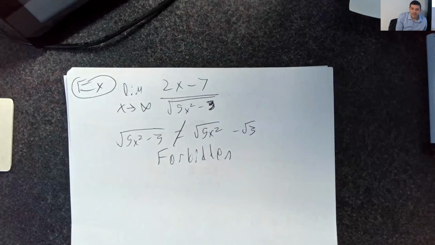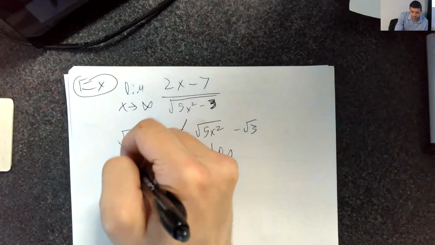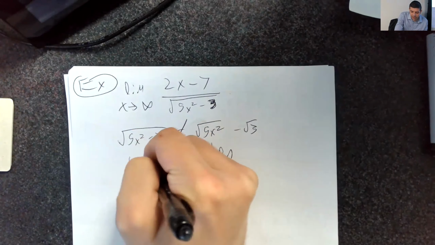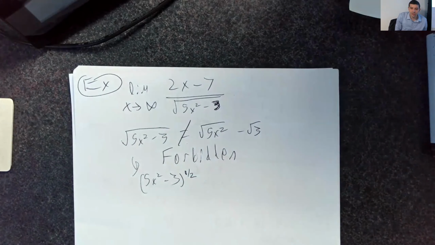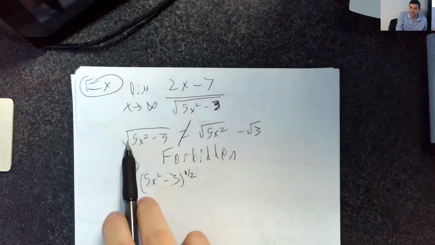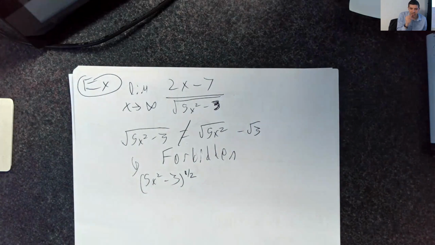So can this square root be written like parentheses 5x squared minus 3 to the power 1/2? Oh, you mean like 5x squared minus 3 to the 1/2. This is true, because the power 1/2 means a radical.